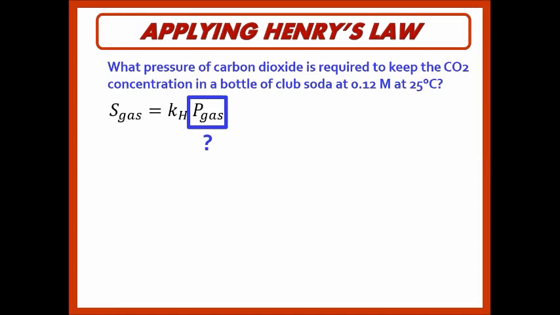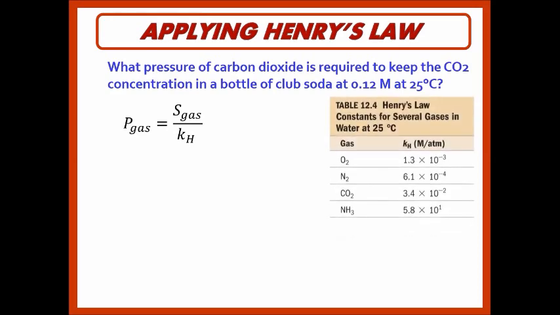We can rearrange this equation to isolate our variable, P_gas, by dividing by K_H on both sides. Therefore, the solubility of the gas divided by K_H will be equal to the partial pressure of carbon dioxide. In order to solve for this value, we must know the Henry's law constant for carbon dioxide in water at 25 degrees Celsius, which we can look up in our book as a reference.